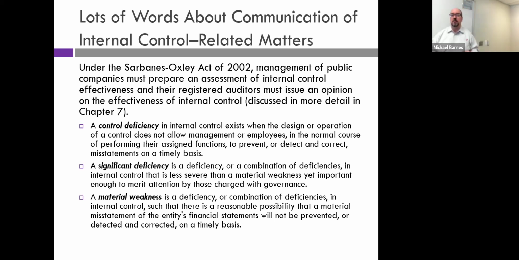The big one is something that would likely result in a material misstatement. And predictably, it's called a material weakness. A material weakness is basically saying the control is so bad that transactions flowing in through here are likely to result in material misstatement. The control is not working properly.